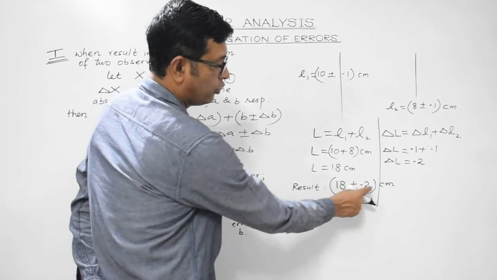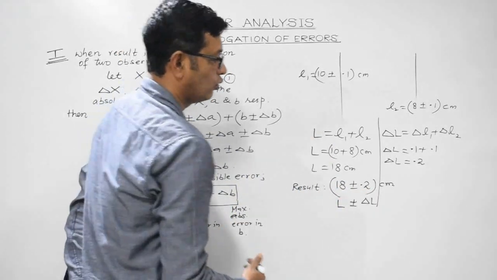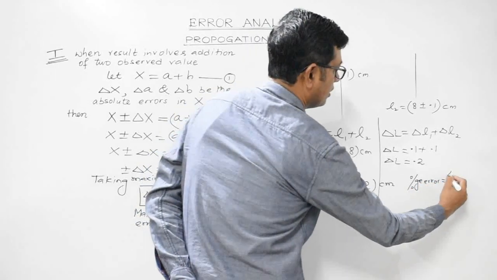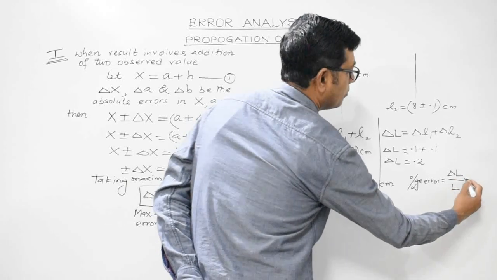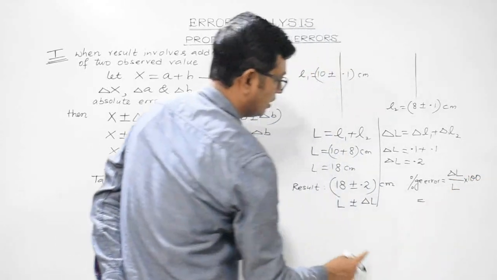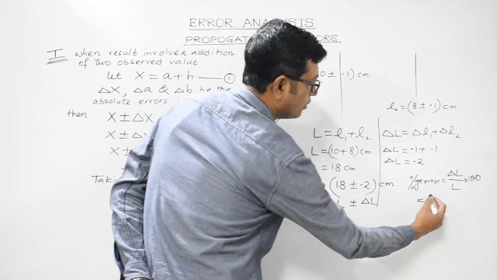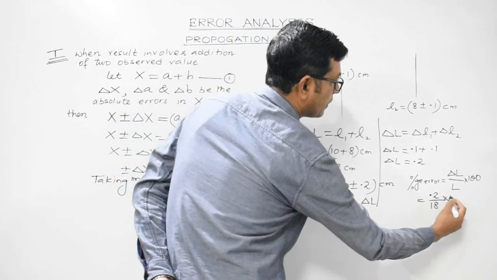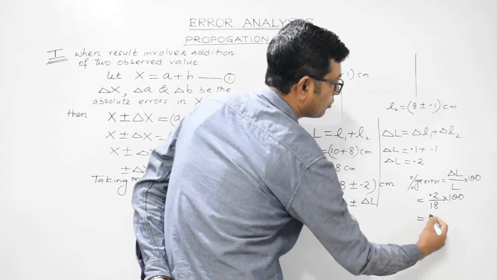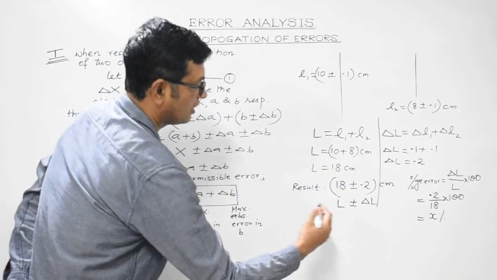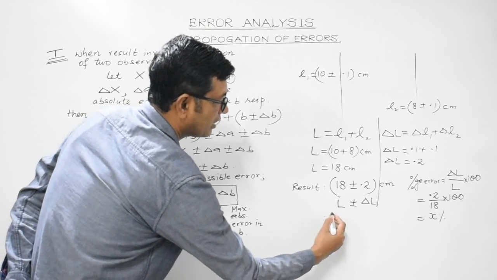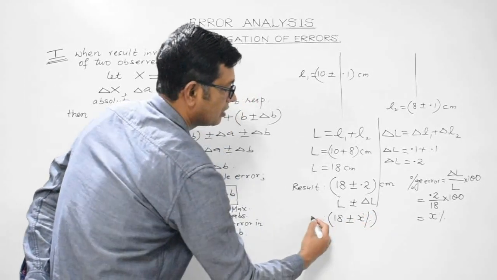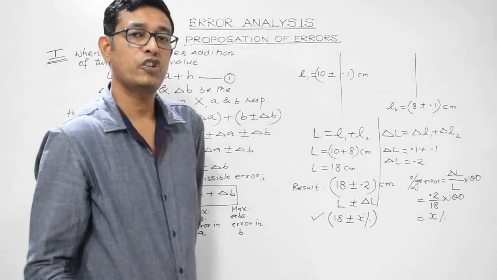Now, if we wish to write this result in terms of percentage error, what would be the percentage error? Percentage error would be del L divided by L multiplied by 100. So what do you get? What is del L over here? It is 0.2. What is L over here? It is 18, multiplied by 100. So suppose it is X. So how do you write the result in terms of percentage error? That will be written as 18 plus minus X percent. This is how the result is written in percentage error.